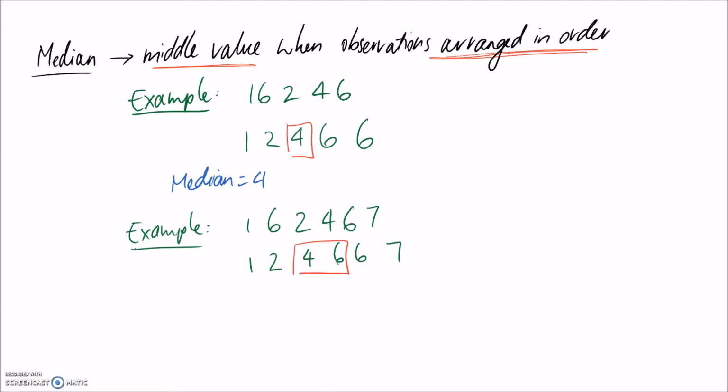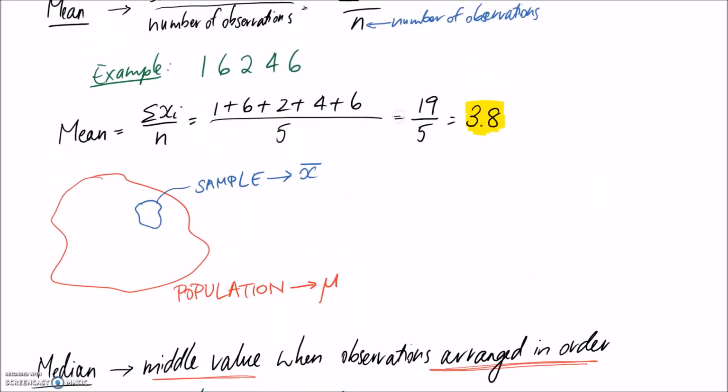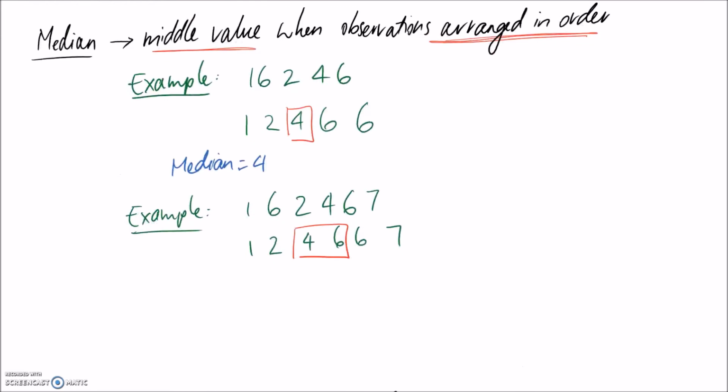What we're going to find is that we have two values that sit in the middle. So how we can get around that is we take the average of those two values using the method that we just looked at above. So this time the median is equal to the sum of our observations, so that's the 4 and the 6, divided by the number of observations, so that's going to be 2. So we're going to get 10 divided by 2, which is the same as 5.